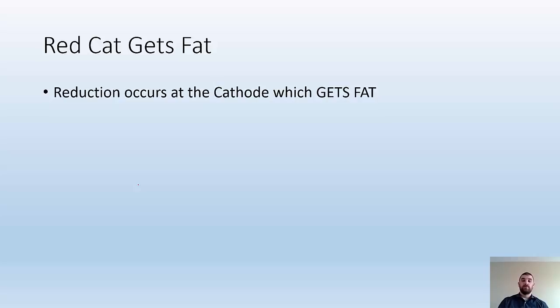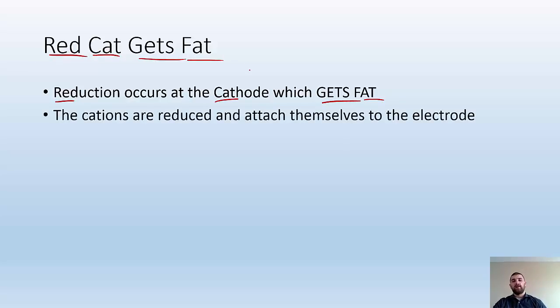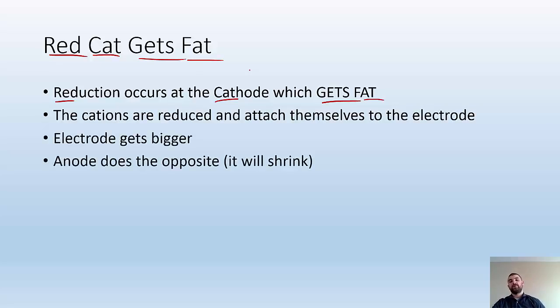So there's a way to remember these things. The red cat gets fat. Reduction occurs at the cathode, which literally gets fat. It gets bigger. Reduction, cathode, gets fat. So the red cat gets fat. The cations reduce and attach themselves to the electrode, and the electrode gets bigger. The anode will do the opposite. It's going to shrink.